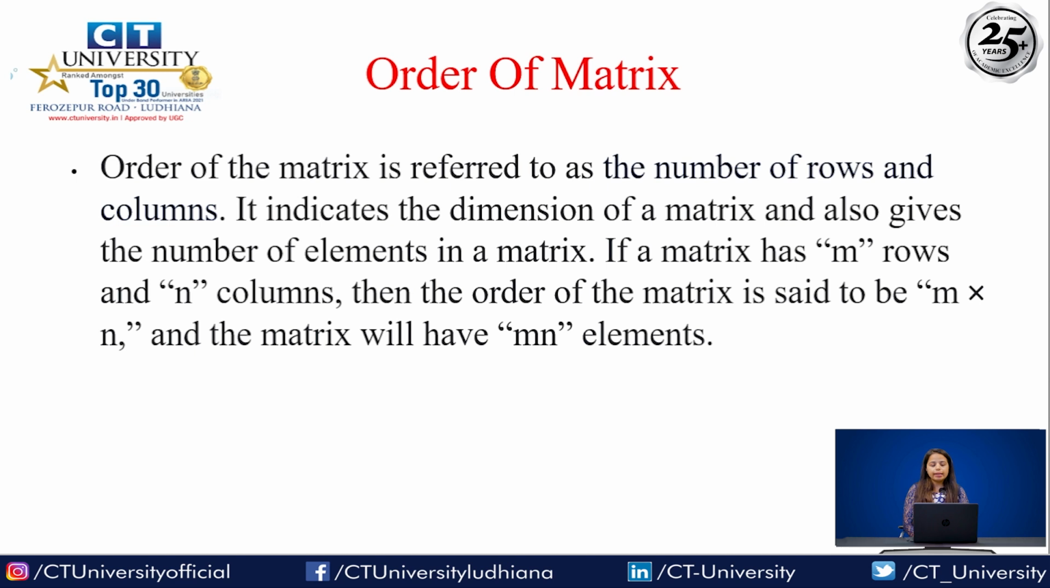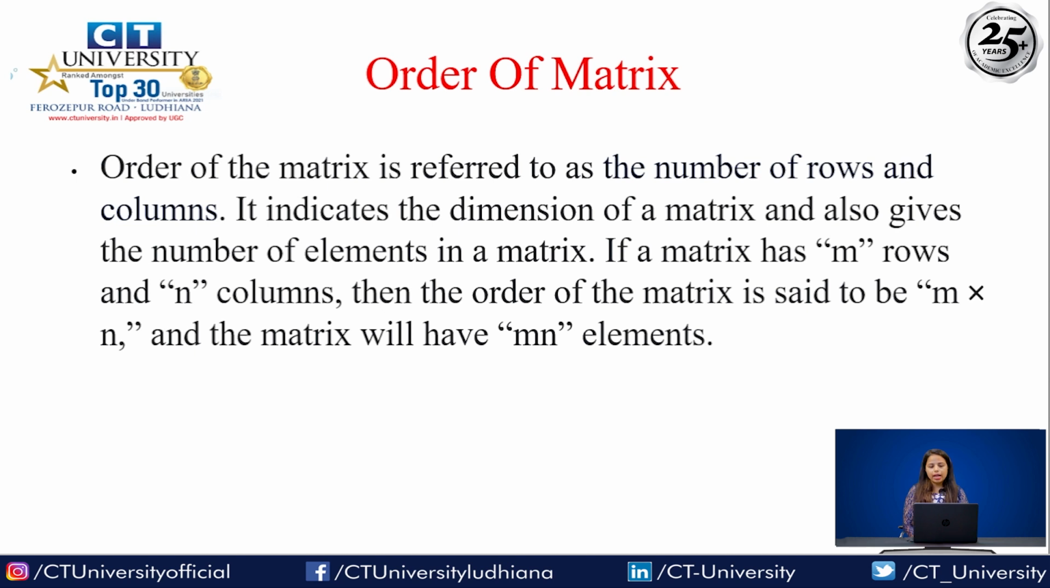Okay, the next one is the order of a matrix. How can you find the order of a matrix? The order of a matrix is the number of rows and columns. It means it depends upon the number of rows and the number of columns in the matrix. It indicates the dimension of the matrix and also gives the number of elements in the matrix.